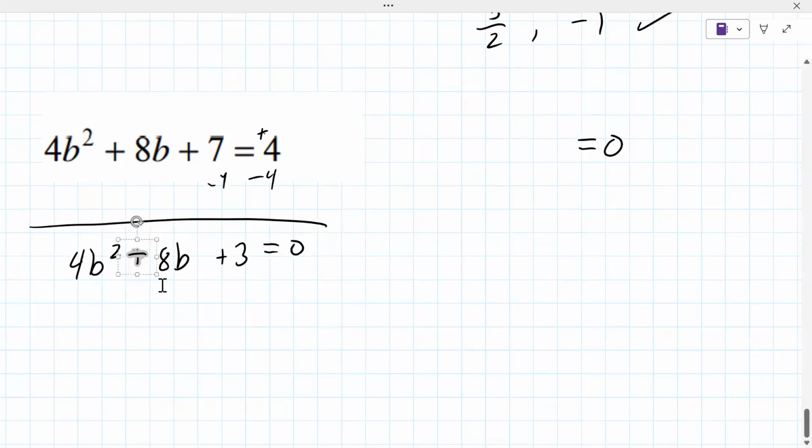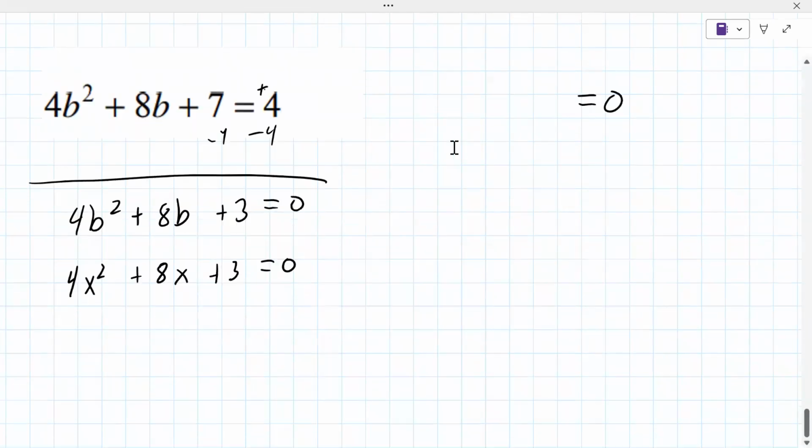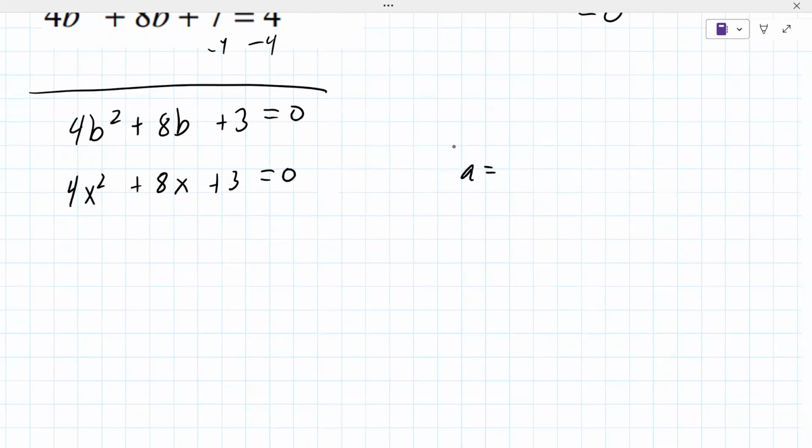The thing I was going to mention is that sometimes they're not using x, sometimes it's the letter b. If you don't like it, you can change it to 4x squared plus 8x plus 3 equals 0. But you still have to identify your A, your B, and your C. Could you attempt to identify A, B, and C for us, please? A is 4, B is 8, and C is 3.